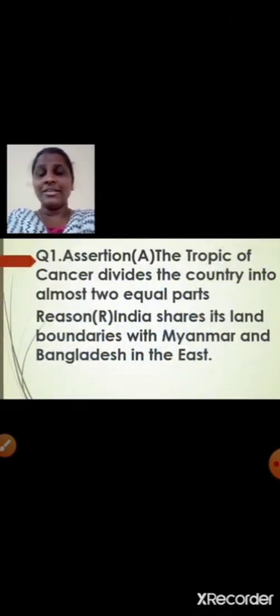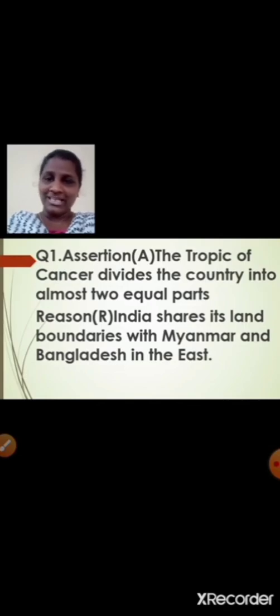Now here is the new type of question introduced for 9th and 10th standard. It is assertion and reason. So you need to understand how to solve this. It is very simple, students. Okay, first I'll read out the question. You will understand.